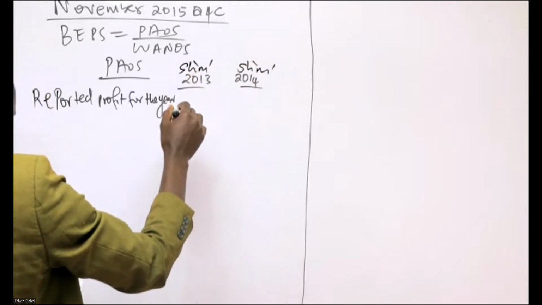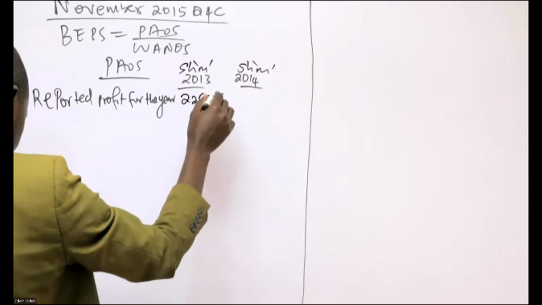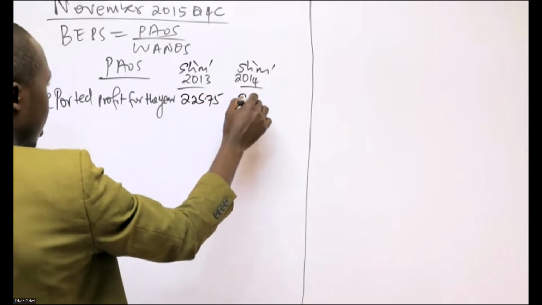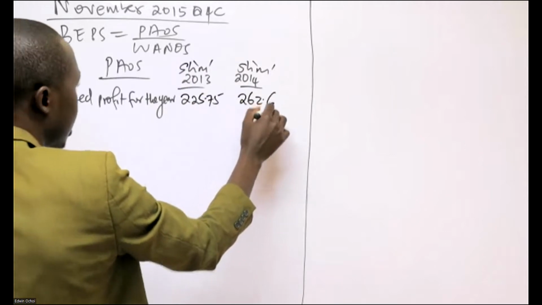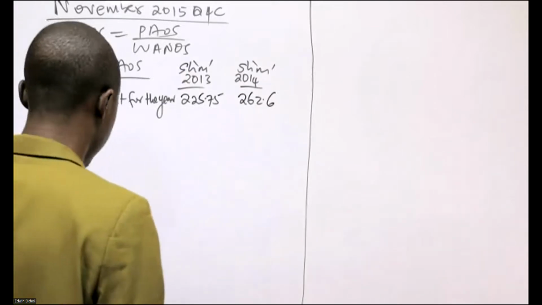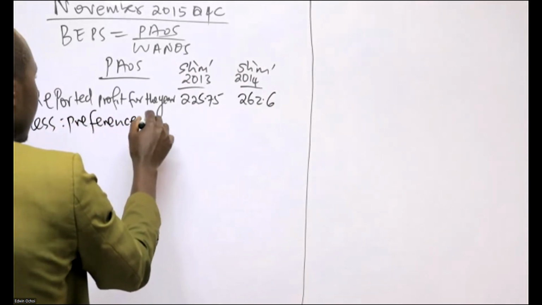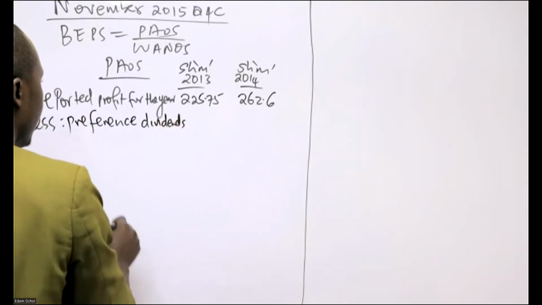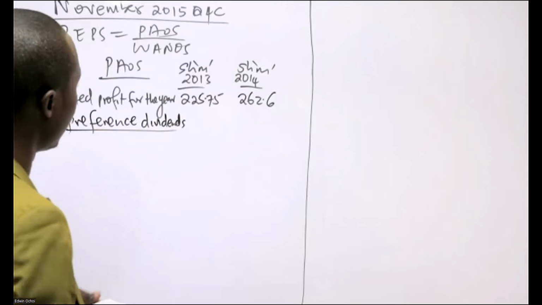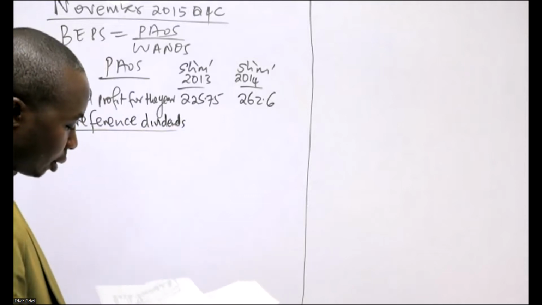So that is 225.75, and we have 262.6. Then we deduct the preference dividends. But for the preference dividends, there is something here to consider. Note 6. We have to take note 6 into consideration.